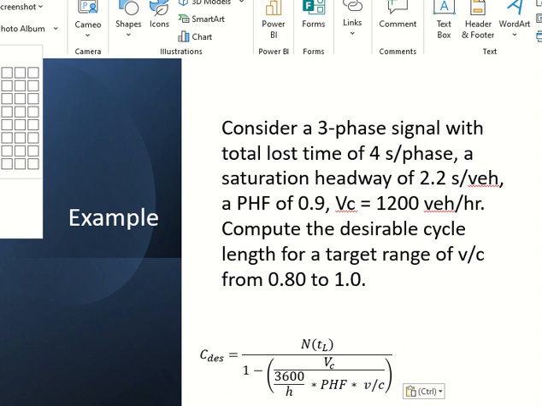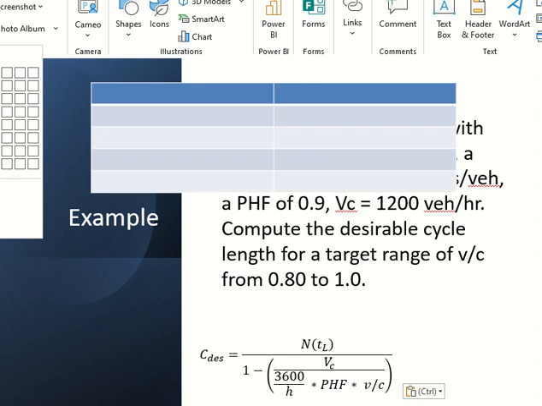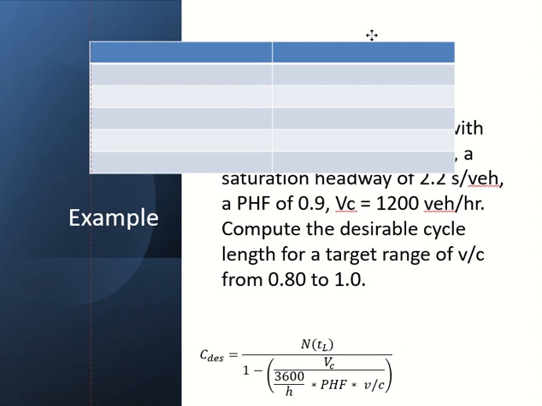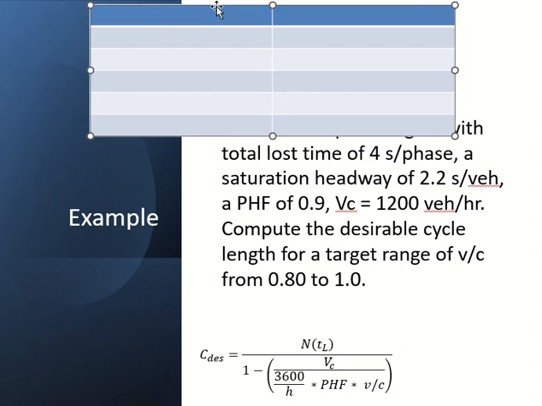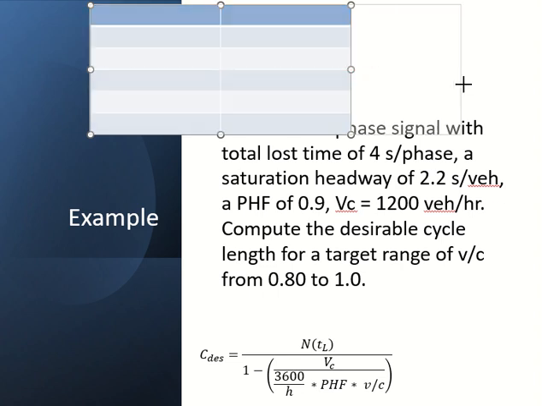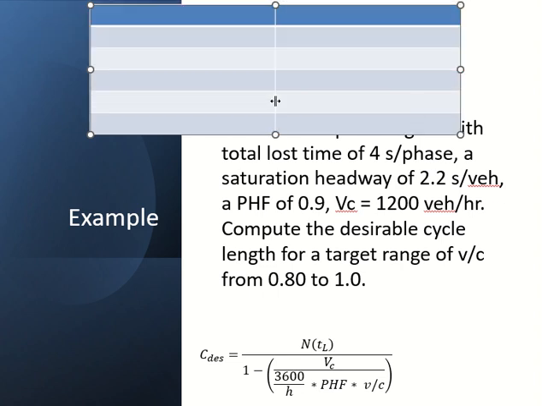What is TL? So N is 3, TL is 4 seconds per phase. VC is given, peak hour factor is given. What is H? 2.2, the saturation headway.